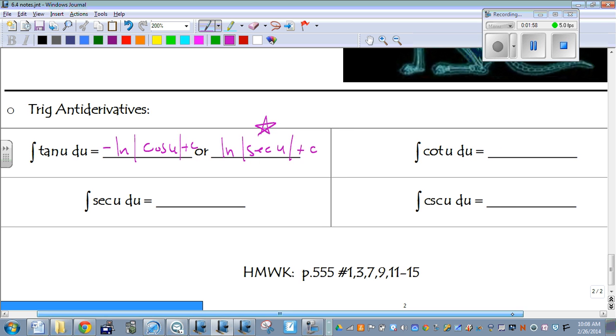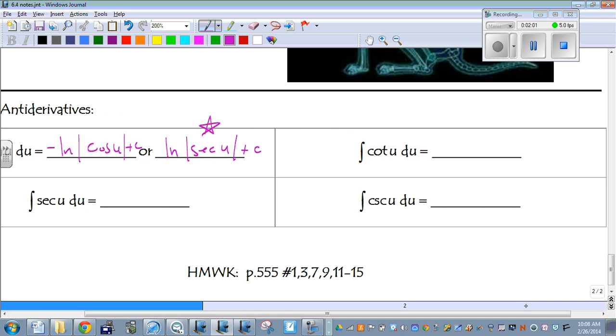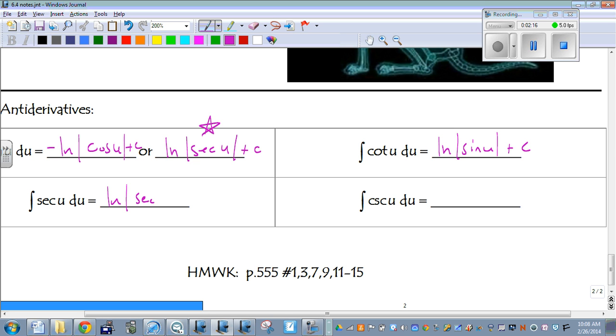We don't have time to go through all of the other ones and do them by hand, so let's just write these down. These are all ones you're going to need to remember. The antiderivative of cotangent of u is natural log of absolute value of sine of u plus c. The antiderivative of secant is natural log of absolute value of secant of u plus tangent of u plus c. And the antiderivative of cosecant of u is natural log of absolute value of cosecant of u minus cotangent of u plus c.